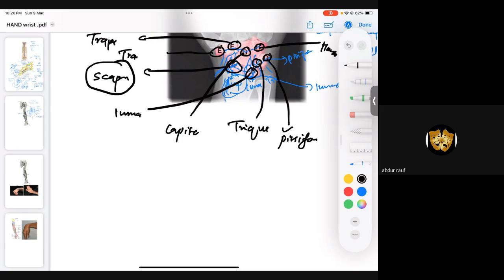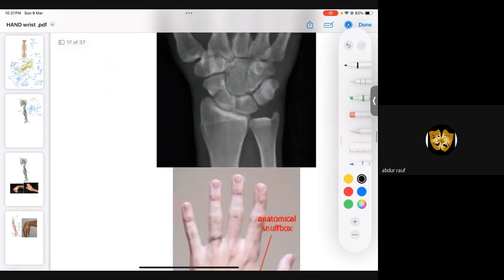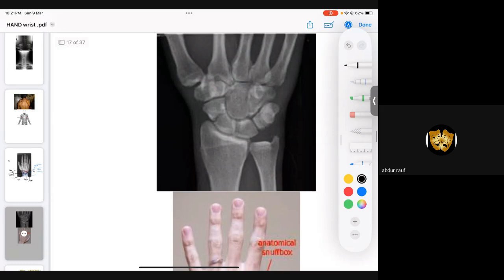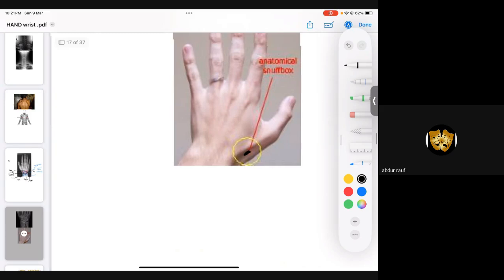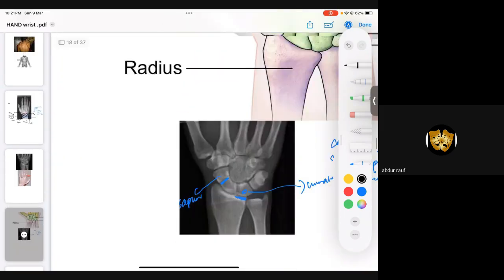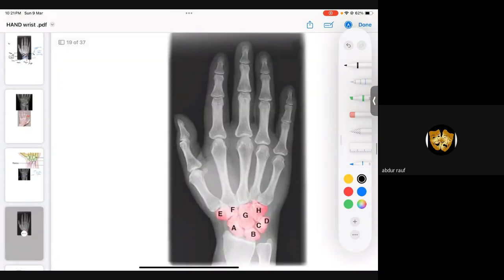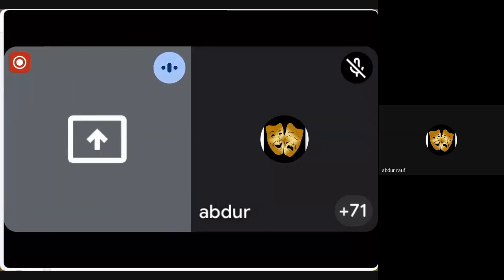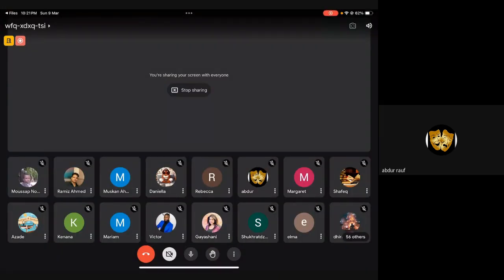Okay, so we discussed our lunate bone as well. Here you can see this is your scaphoid bone. It can be damaged or fractured at its base, so you have an anatomical snuffbox at the base where you can feel this scaphoid bone. Then we have our next bone, the lunate bone. Can anyone tell me something about the lunate bone? How can it get damaged? It can get damaged by force injury.